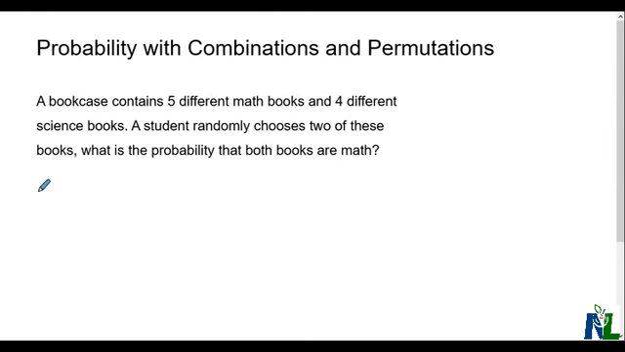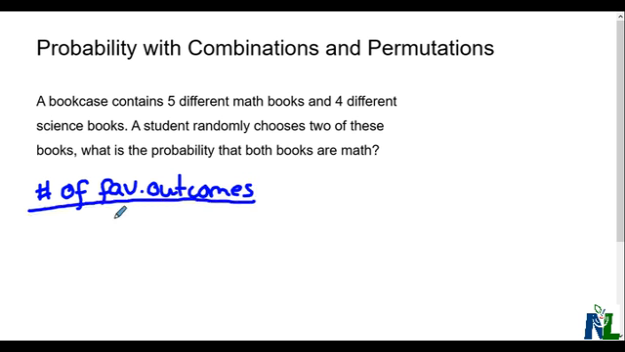So here we'll look at how we're going to apply the counting methods that we learned in the last chapter mixed in here with probability. So a student's choosing two books off a shelf, and we're trying to see what's the probability that they are both math. So we need to keep in mind the definition of probability, which is the number of favorable outcomes divided by the total number of outcomes.